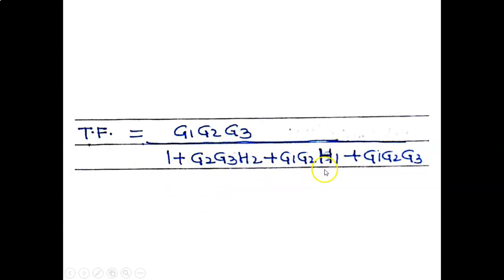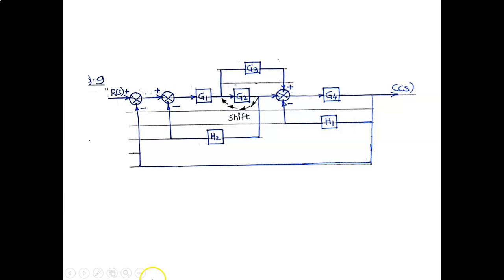Now we will see the next problem. Therefore, draw this diagram. Two summing points are there. Blocks are there: G1, G2, G3, H2, G4, H1. Input R, output C.